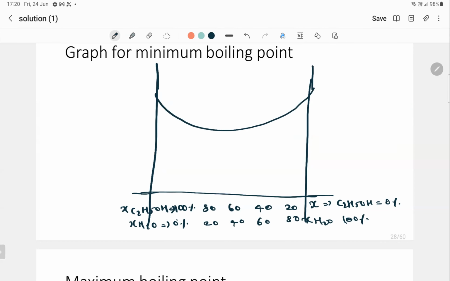According to the minimum boiling azeotrope, what happens? Your ethanol will be having the P0 A and your water will be having the P0 B. So it will start boiling and the boiling point will be reduced at this point, and again your water will start its boiling point and your boiling point will be reduced here. This is the specific composition where these mixtures cannot be separated. Clear?